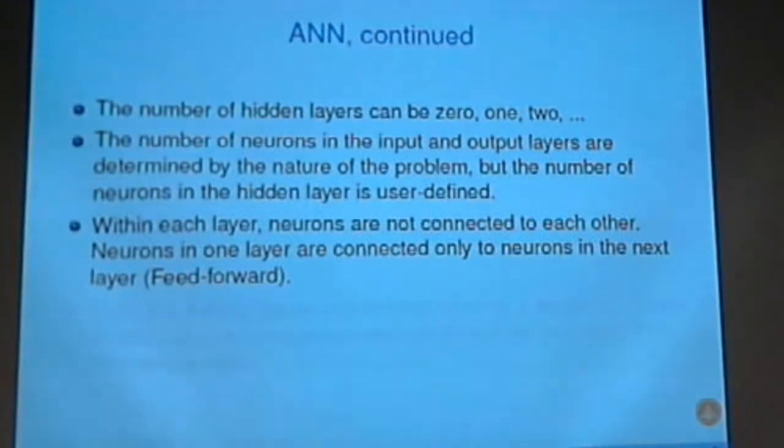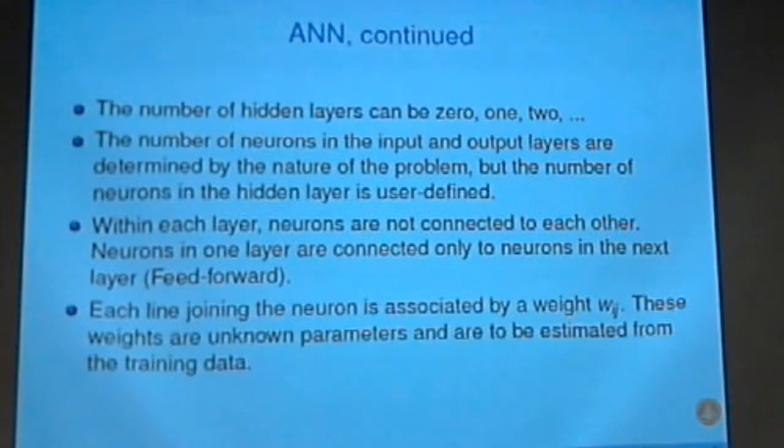Within each layer, neurons are not connected with each other. Neurons in one layer are connected only to the neurons in the next layer. This is why it is called a feed forward artificial neural network. Each line joining the neurons is associated with a weight, and these weights are to be estimated, with an optimization criterion, from training data based on the information fed in.